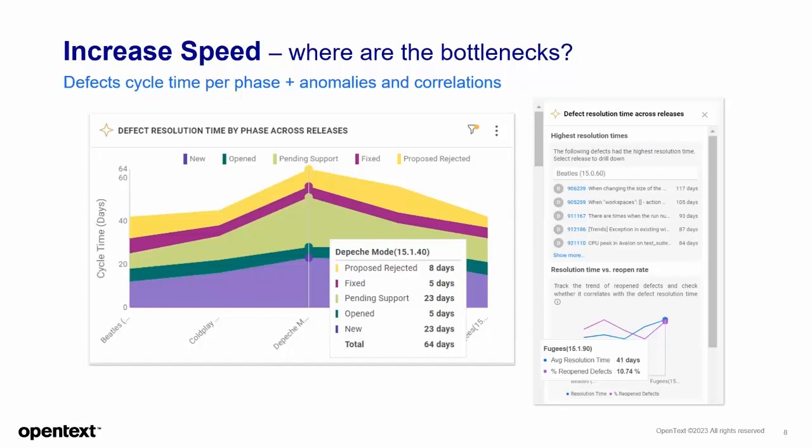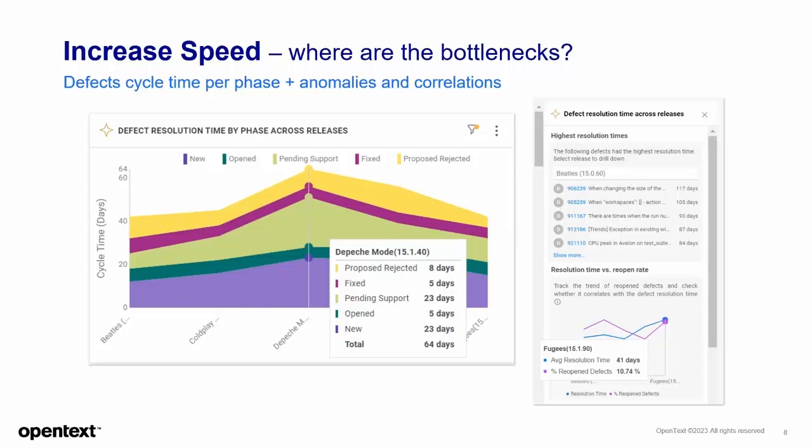The other part of this is, of course, the defects cycle time per phase. And again, this is showing us a trend graph where it's showing us the number of days that a defect remains in each phase. So by studying this graph, we can quickly find anomalies in the defect resolution time, and we can quickly spot issues in the release cycle and pinpoint those problematic phases.